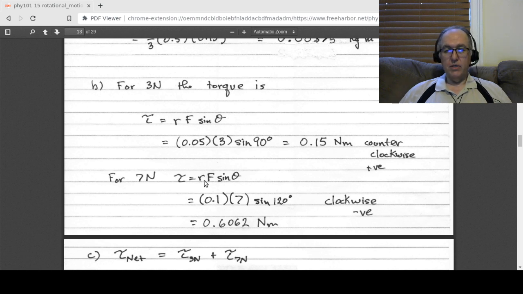The other one, the 7 Newton, is r F sine theta again, but now it's applied at 10 centimeters, which is 0.1 meters. F is 7, and the angle is 120 degrees. Again, if you had made a mistake and said you measured the angle to the other side of the rod, you would have put 60 in there. Sine of 60 degrees is still the same as sine of 120. Try it on your calculator. You'll see that it works out. And so this will give you 0.6062 Newton meters, but this one is going to be clockwise, which is negative.